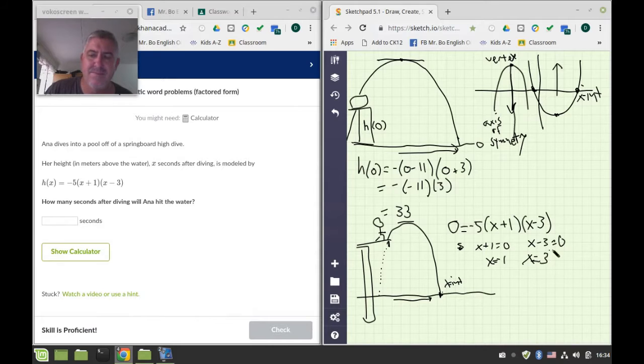to 3. So our negative 1 time is back over here before she jumps, so it's not that one. It's not the negative 1 time because that's before she jumps. It's after she jumps, and after she jumps it's x equals 3. So how many seconds after? 3 seconds after.